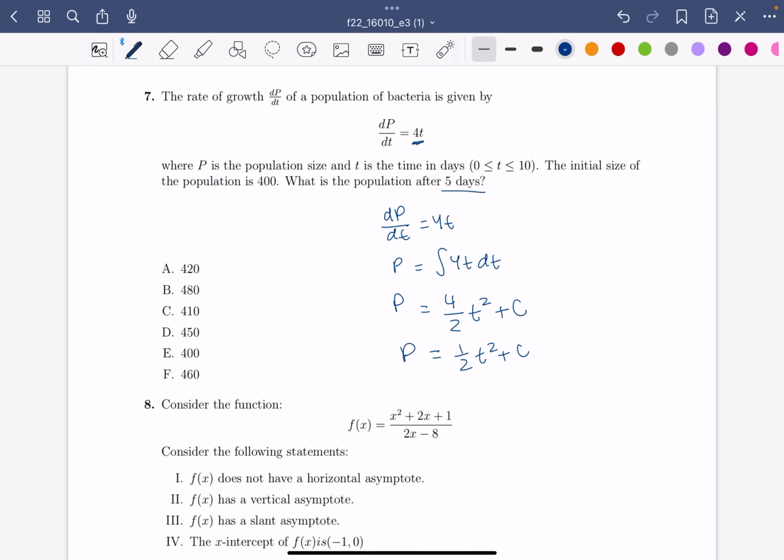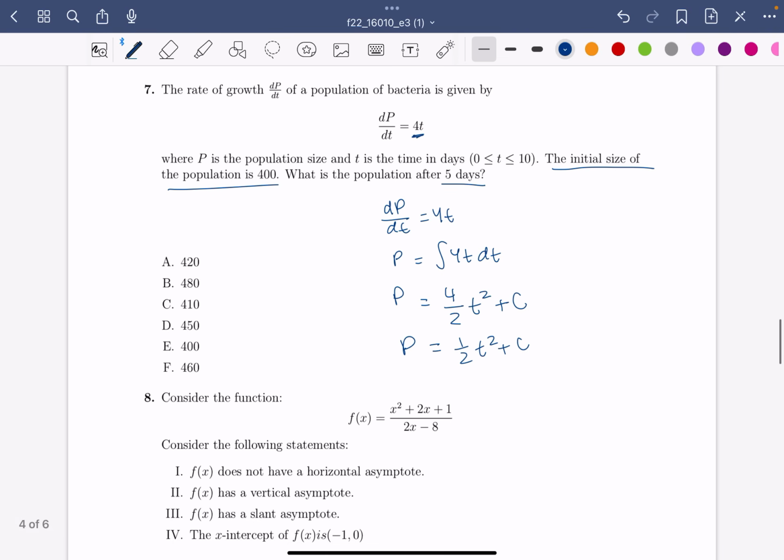Now you might be wondering, what's c? Well, we are given an initial condition right here. If we plug in 0 for t, because that is the initial size, we should be able to find c. So p is 400, because that's the original size, equals 1/2 times 0 squared plus c. That means that c equals 400. So that means p, the population function, equals 1/2 t squared plus 400.